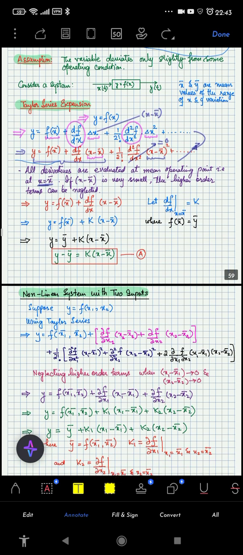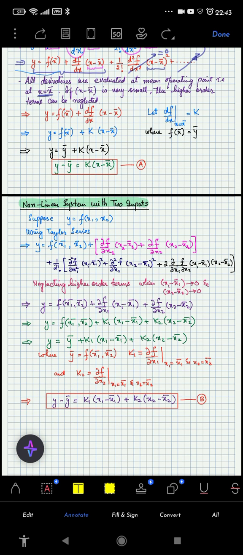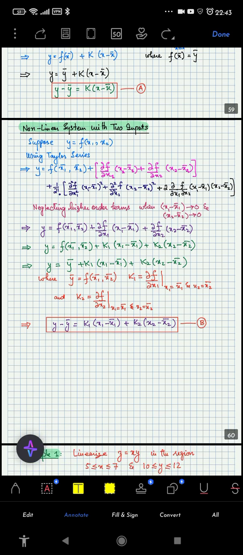Then we say all derivatives are evaluated at the mean operating point, at x equals x bar, which we said is the mean value. The higher order terms are very small. For a nonlinear system with two inputs, x1 and x2, we discard the higher orders and just employ the first order, where we have x minus x bar.